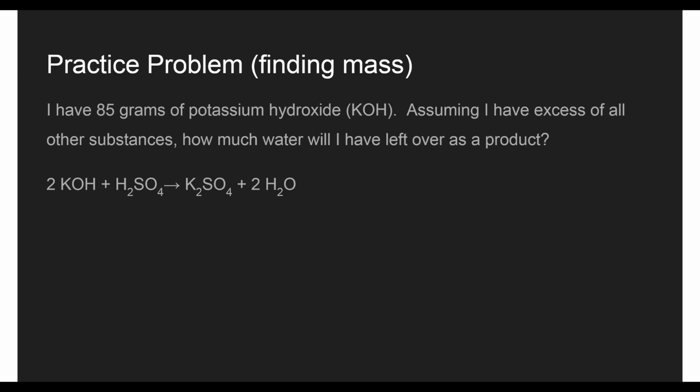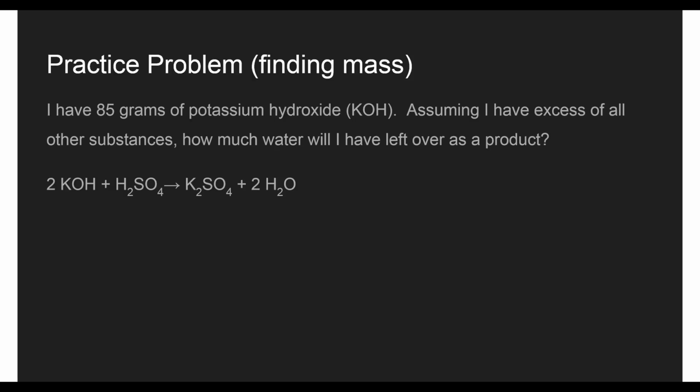So with the same reaction here, I want to know, so if I want to perform this reaction, if I have 85 grams of our potassium hydroxide, again, KOH, assuming I have excess of all other substances, so that means that I have more than enough of everything else. This is the only thing that is kind of limiting my reaction. And we'll talk about limiting reagents a little bit later. How much water will I have left over as a product? So I want to know, how much water am I going to get left as a product? What will I get? That's what I'm curious to know.